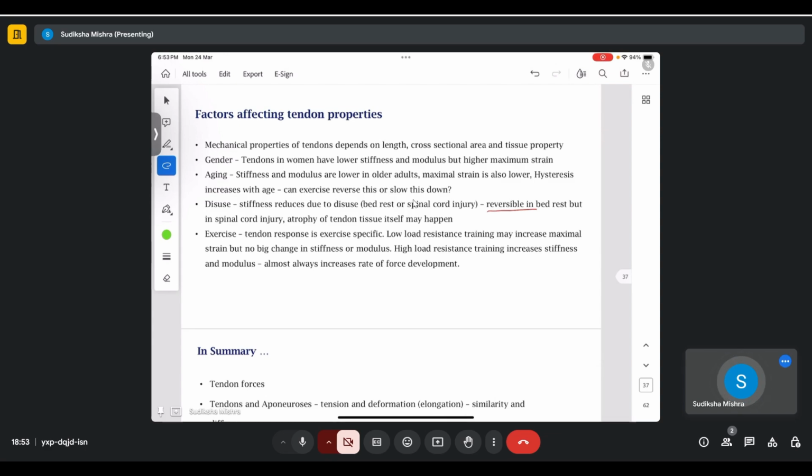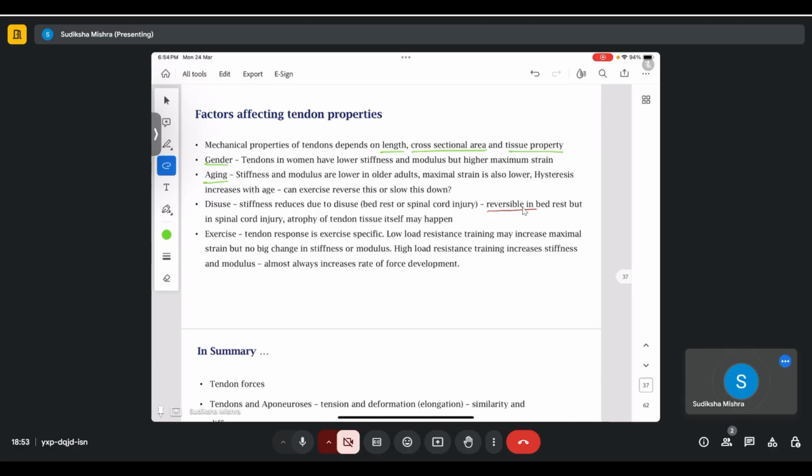Other factors that control the mechanical properties of the tendon are the length, cross sectional area, and the tissue property, the composition of the tissue. There are other factors that control the tendon properties. One of them is gender. In general, women have lower stiffness and modulus and higher maximum strain as compared to men. Age is another one of the factors that contribute to tendon properties.